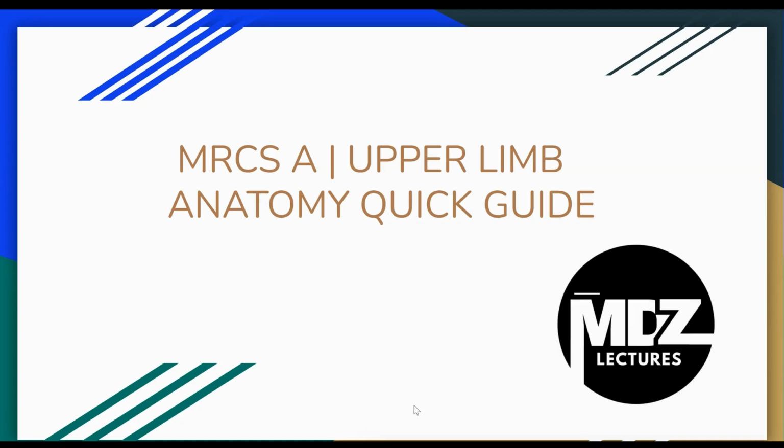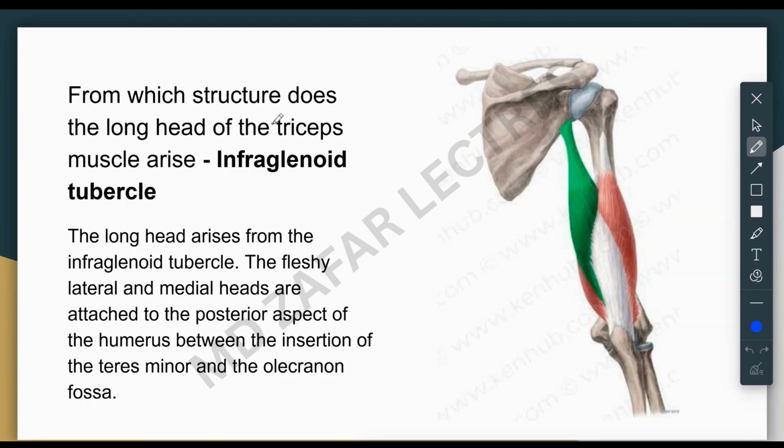Today I'm going to continue our talk of the upper limb anatomy quick guide for MRCS Part A. The question is: from which structure does the long head of the triceps muscle arise? It arises from the infraglenoid tubercle, which is present over here. Now, the important thing is that the triceps has three heads. So this is for the long head.